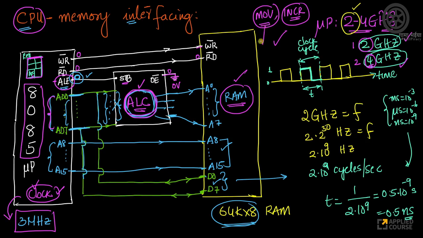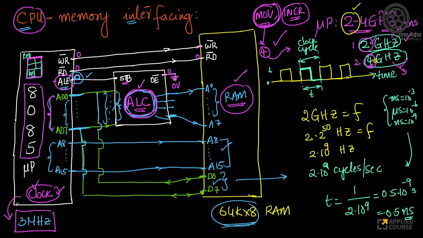And let's assume the move operation requires 4 clock cycles. I'll explain to you how one of these operations works in a little while. Now, if the processor is working at 2 gigahertz, how many nanoseconds does it need? Because it requires 4 clock cycles, the 2 gigahertz processor will need 4 into 0.5 nanoseconds. So it requires 2 nanoseconds to complete.